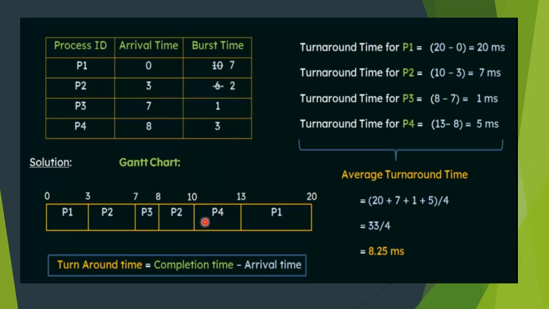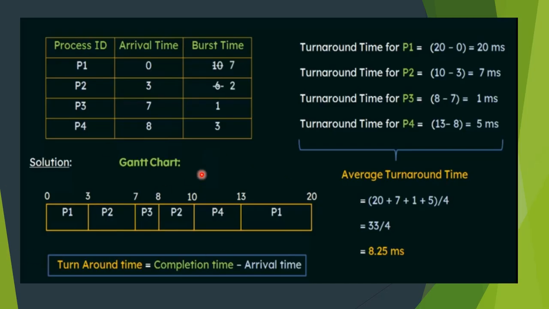So process 4 now comes in here, uses this burst time of 3 units of time, which stops at exactly 13, and then eventually process 1 comes in and also uses the CPU for the remaining time, which is 7, and then finishes exactly at 20. So this is basically how the preemptive scheduling under shortest job first is able to work.